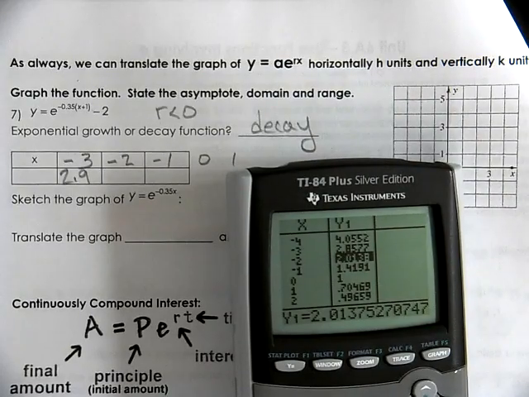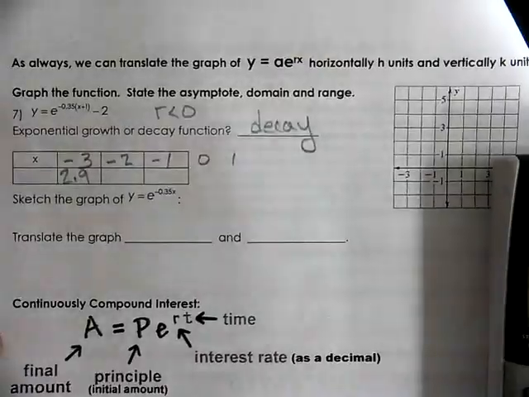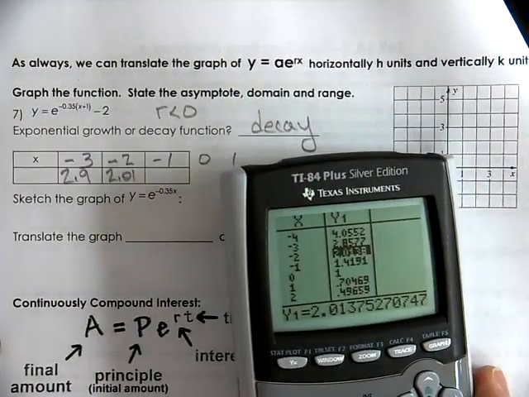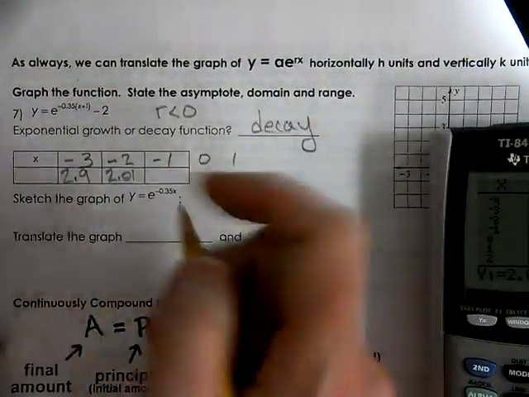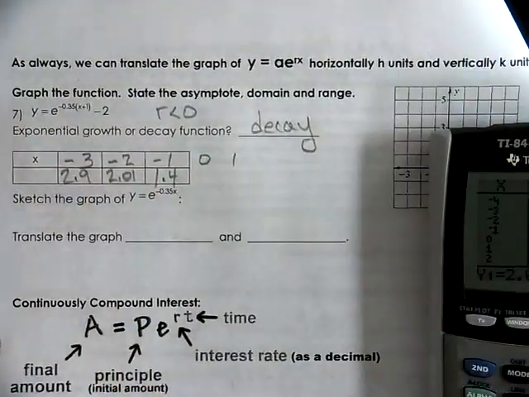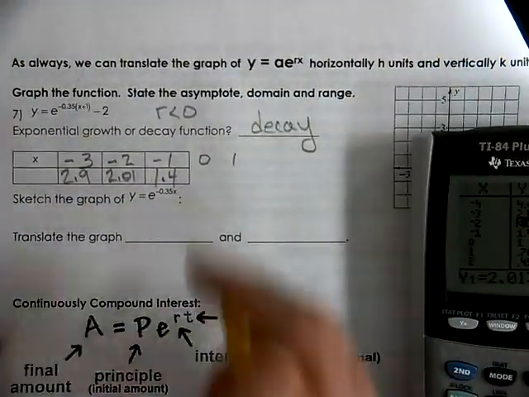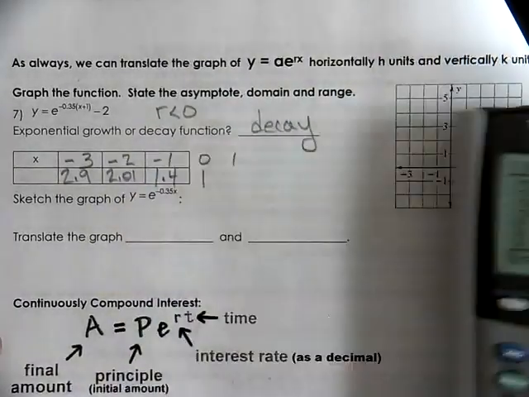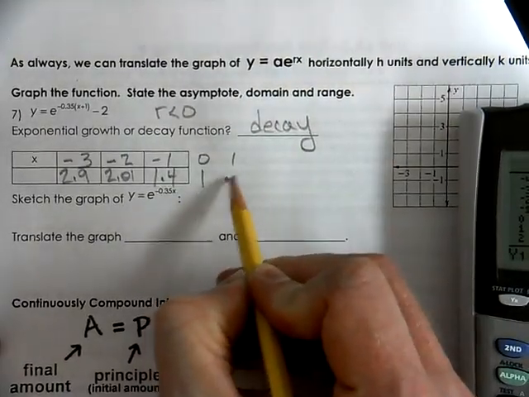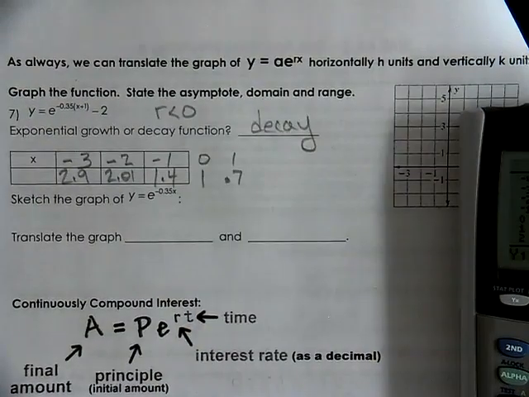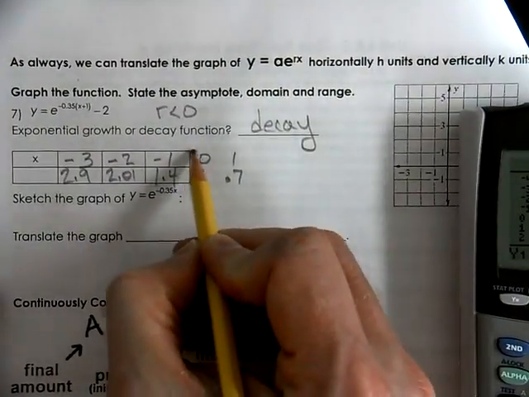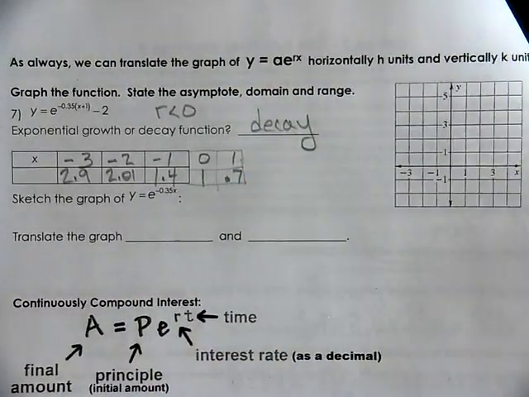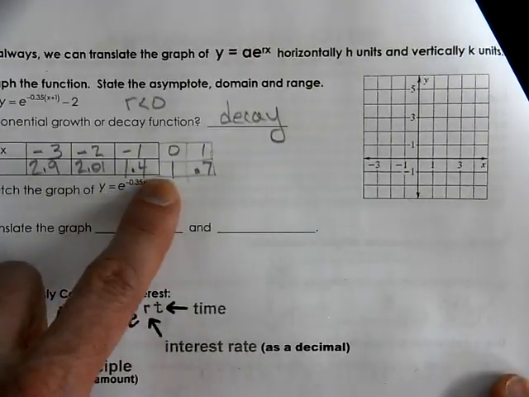At negative 2, we're at 2.01. At negative 1, we're at 1.4. At 0, we're at 1. And at 1, we're at 0.70. So you can extend your table out if it helps you draw a better graph. So let's take a look.